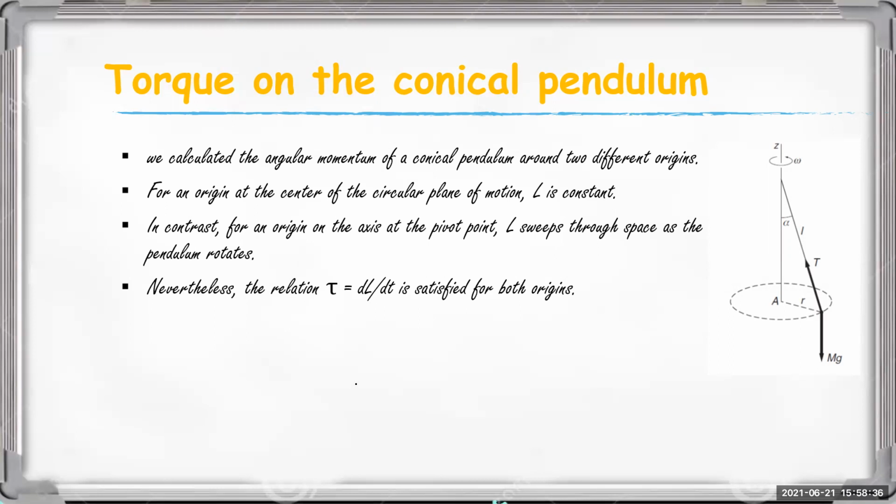So here we are going to prove the relation tau is equal to dL by dt in both cases. In the figure, the force diagram is shown. T is the tension, and here mg is the weight.